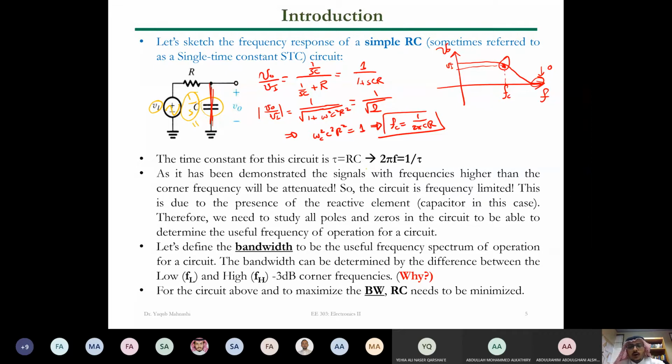Tamam? Another way of doing it is to use the time constant of the circuit. So what is the time constant of this capacitor here? What is the time constant of this capacitor? And for the time constant, we usually ignore the excitation voltage or current. The time constant will be what? Tau.